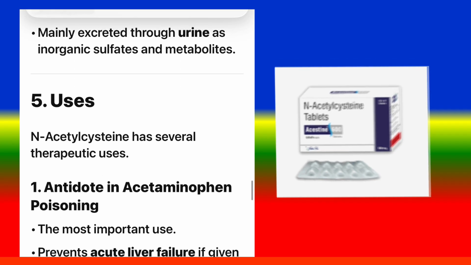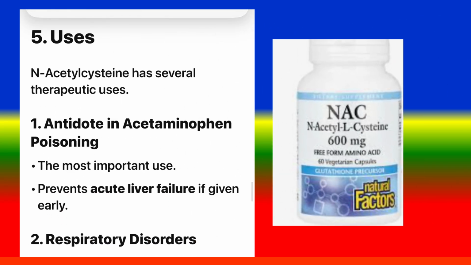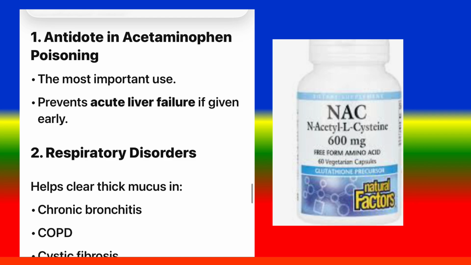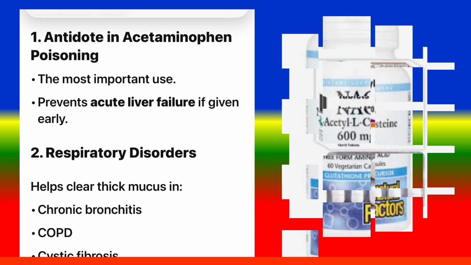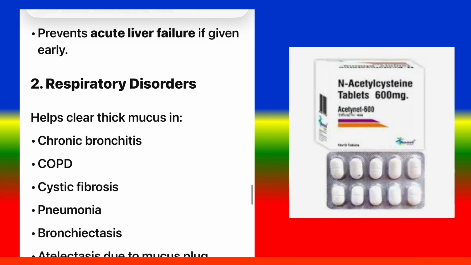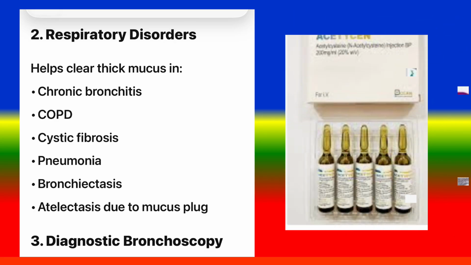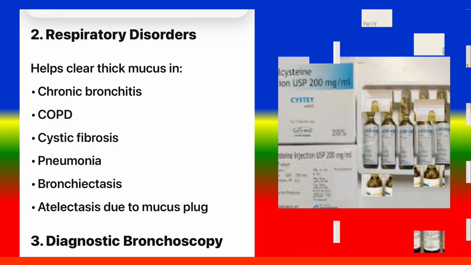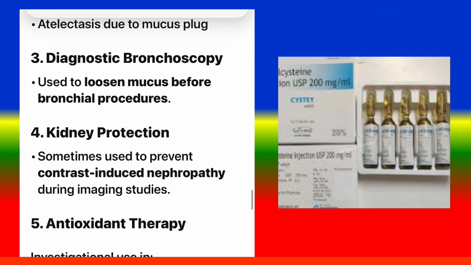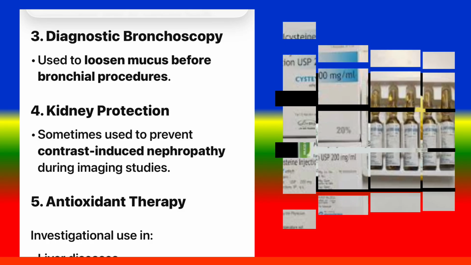Number 5. Uses. N-acetylcysteine has several therapeutic uses. 1. Antidote in acetaminophen poisoning, the most important use, prevents acute liver failure if given early. 2. Respiratory disorders, helps clear thick mucus in chronic bronchitis, COPD, cystic fibrosis, pneumonia, bronchiectasis, atelectasis due to mucus plug. 3. Diagnostic bronchoscopy, used to loosen mucus before bronchial procedures.